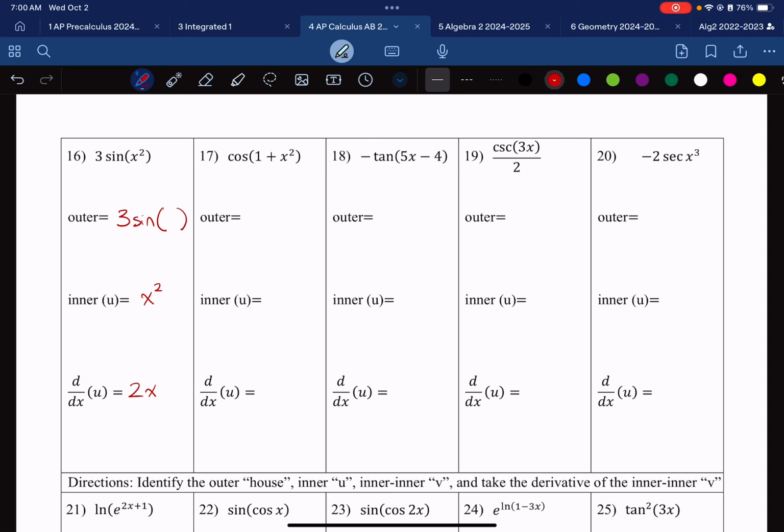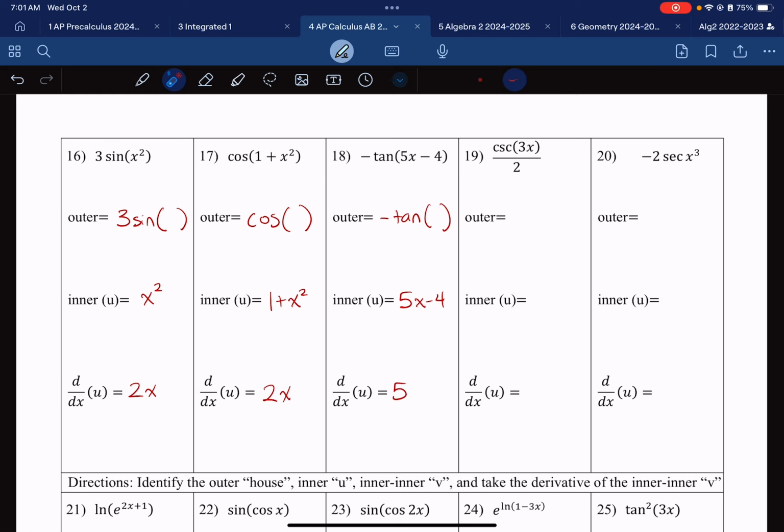For number 17, the outer is cosine of whatever that inside is. The inner is 1 plus x squared, and the derivative of that, the derivative of 1 is 0, plus the derivative of x squared, 2 comes down in front, and we've seen, again, that's just 2x. Number 18, for tangent, I have negative tangent of whatever the inside is. The inner is 5x minus 4, and the derivative of that is 5, again, because constant is 0, 5x turns into 5.